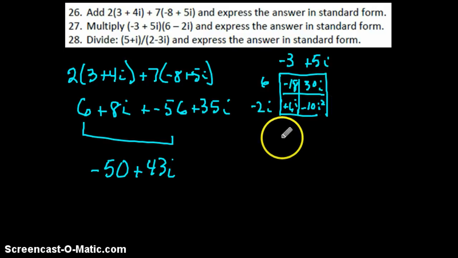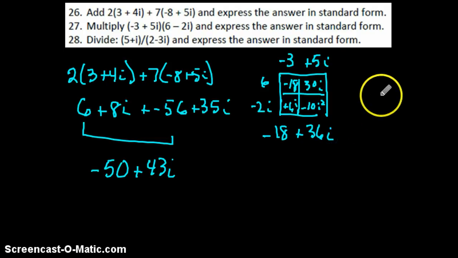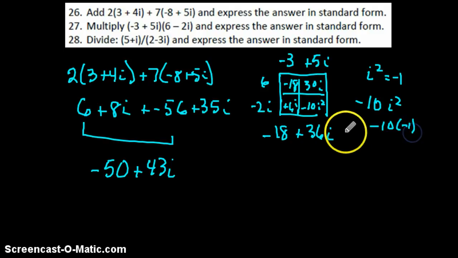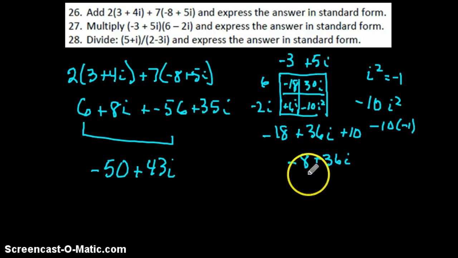Now let's deal with this. We've got our negative 18. We understand that. 30i and 6i is plus 36i. But we remember that i squared is negative 1. Very important to remember that. So what would minus 10i squared be? Be negative 10, right? Times a negative 1, which is plus 10. Now put these two guys together here. You have negative 8 plus 36i. Okay, I hope that helped you out.